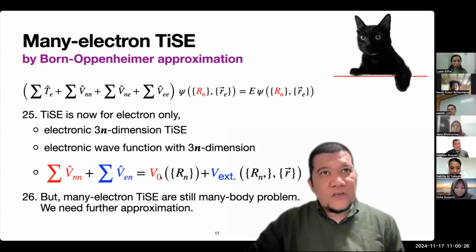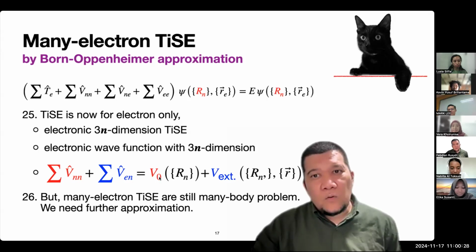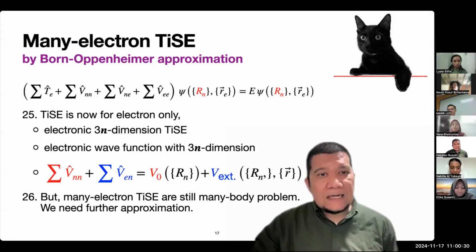V0. We usually call it V0. Just a constant, no longer a function.